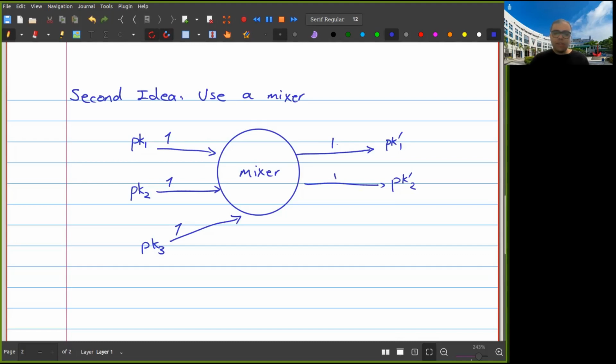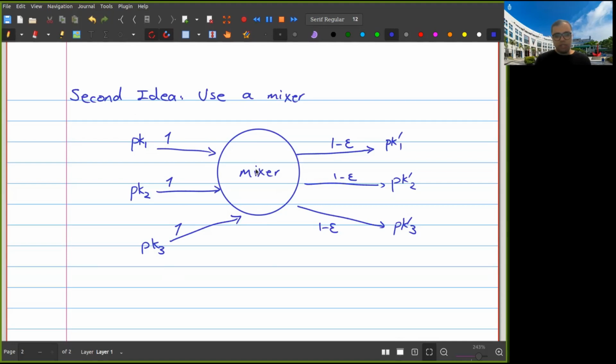It's not exactly 1 unit. The mixer also takes some commission, some service fee. But the important point is that these things should not be really distinguishable, right? So if I have a situation like this, and just think of this mixer as someone, let's say this is just a person, it's like a friend, and you have 3 people paying into the mixer.